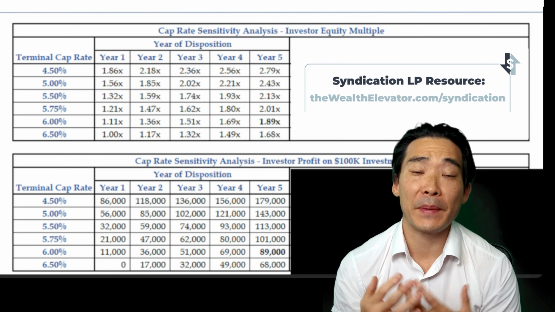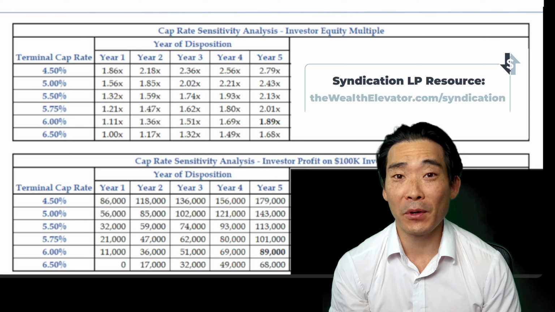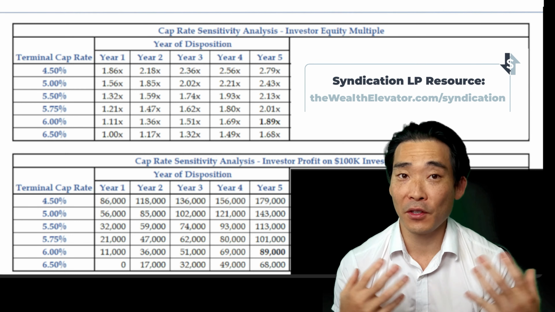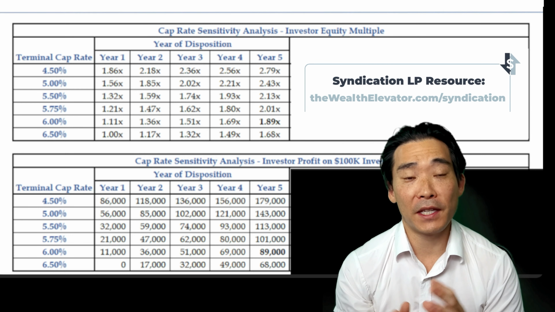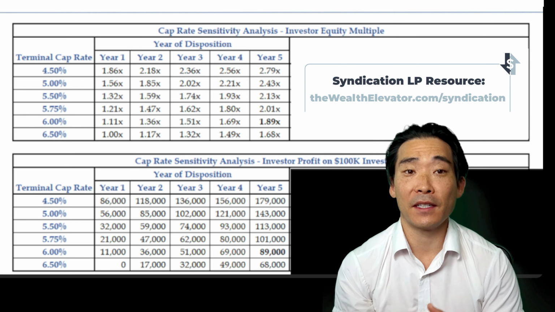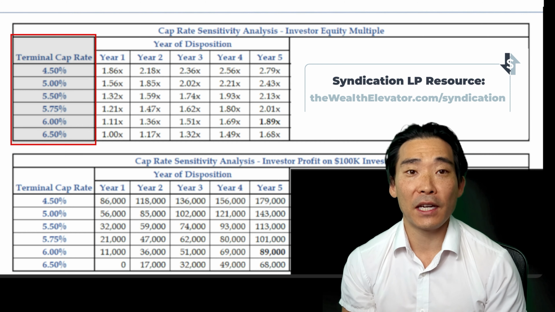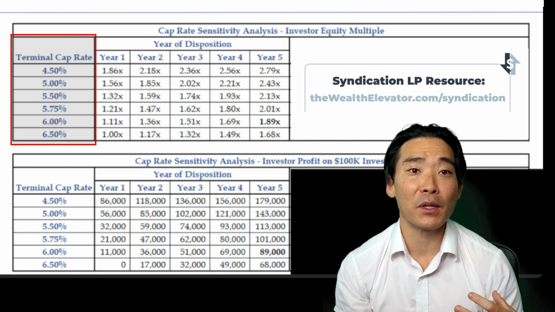When you're looking at deals as a passive investor, you want to know what the reversion cap rate or exit cap rate is. Another term for it is the terminal cap rate. Here I have a table showing the terminal cap rate sensitivity analysis, and this is one of the major lenses that we look at a deal through. So let's take a look at this first one up here, the terminal cap rate.